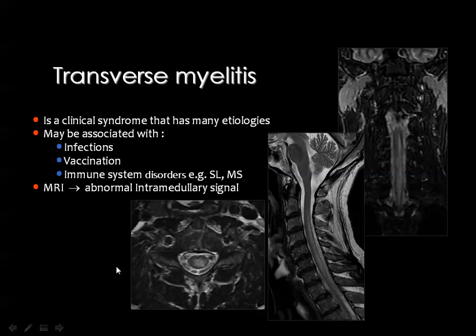You know that the cord normally shows intermediate signal in the T1 and T2 weighted images. In cases of transverse myelitis, in the T1 you may not appreciate any lesion, but in the T2 weighted image you usually see a long segment of abnormal signal inside the substance of the cord, and this signal is of course increased in the T2 weighted images. Sometimes you may feel that the cord is swollen and in other patients you can feel that the cord is of normal size, and here you may feel some or minimal swelling of the spinal cord.